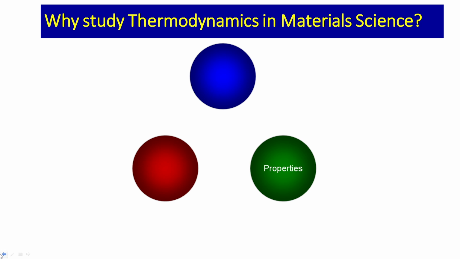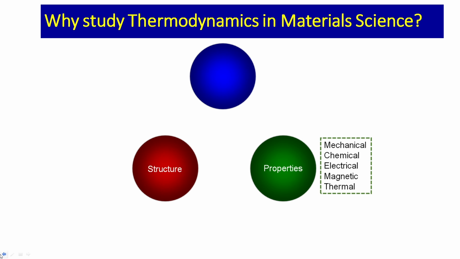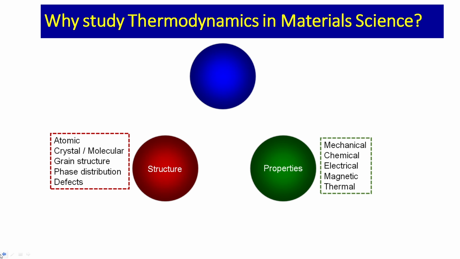Now, what are the properties we are interested in? I taught you already: mechanical, electrical, magnetic, thermal, chemical and many more, and I have given quite a bit of lecture on how to connect structure with properties. These properties are completely dependent on the structure of the material. Structure means atomic structure, crystal structure, microstructures, defects, or even distribution of the phases, right. These two are connected to each other.